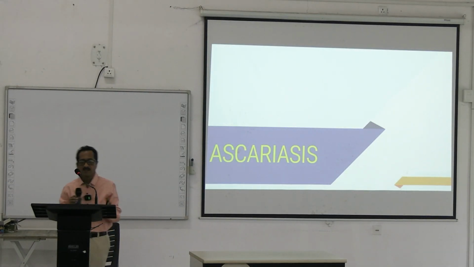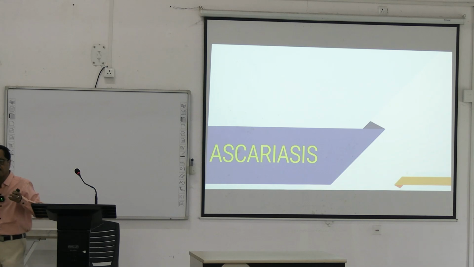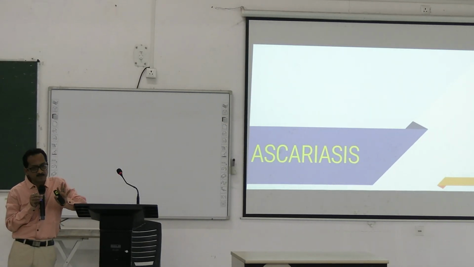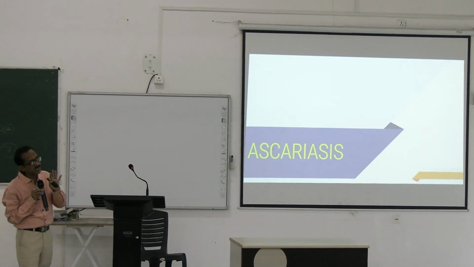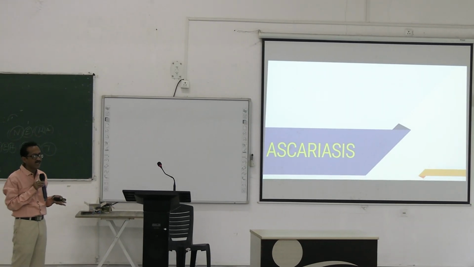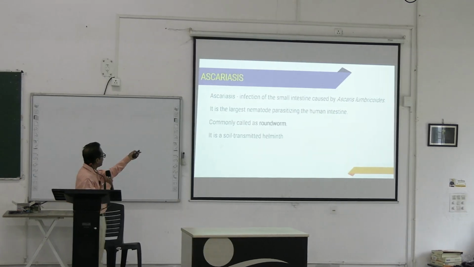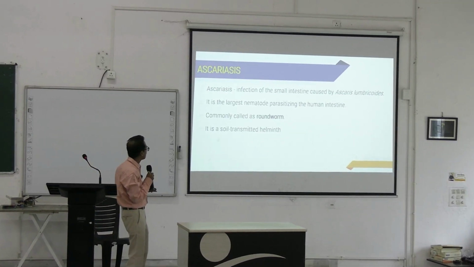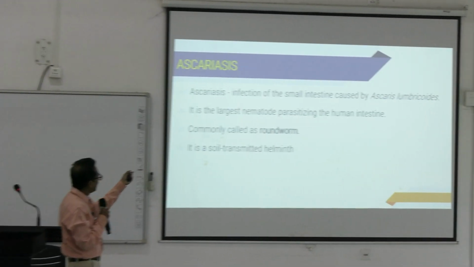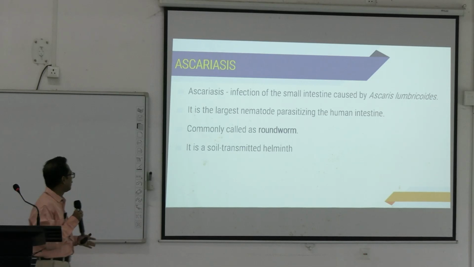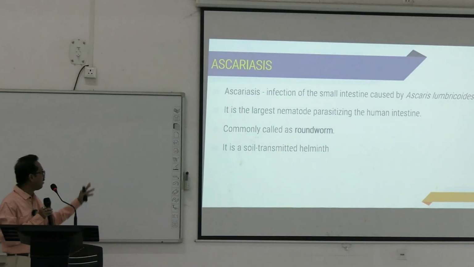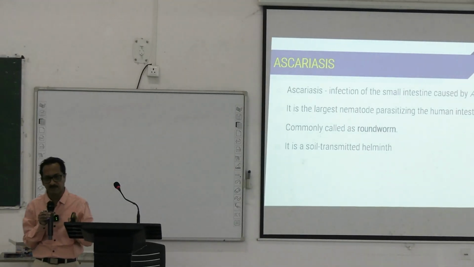Ascariasis. It is the most important for your oral purpose because Ascaris specimens are there, and you are usually asked how to identify it and what diseases are caused by Ascariasis. So, it is an infection of the small intestine caused by Ascaris lumbricoides. It is the largest nematode, commonly called roundworm. It is also a soil transmitted helminth.